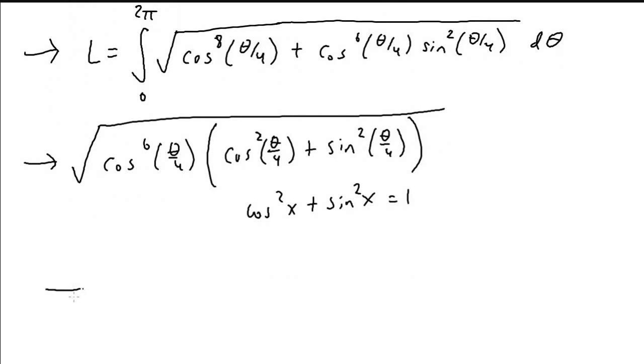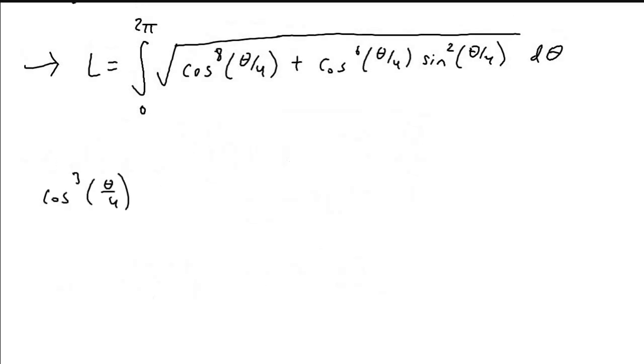So since these two are being multiplied, the square root of cosine to the 6th is obviously cosine to the 3rd. So we'll get cosine to the 3rd of theta over 4 times 1, which is obviously just still cosine cubed of theta over 4. So now that we have simplified the square root, I can now rewrite the integral. So we get the integral from 0 to 2 pi of cosine cubed of theta over 4, or cosine of theta over 4 all to the 3rd power.